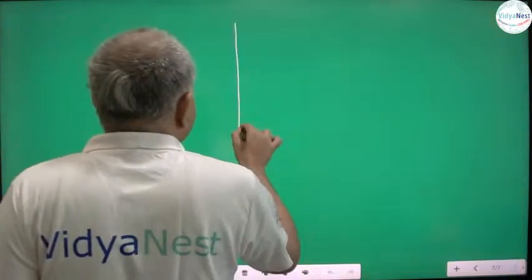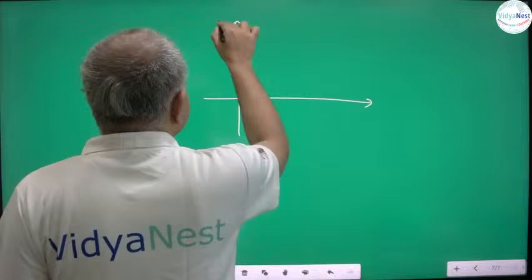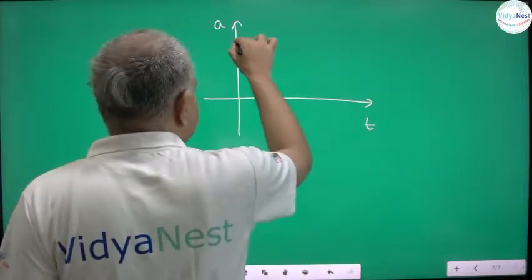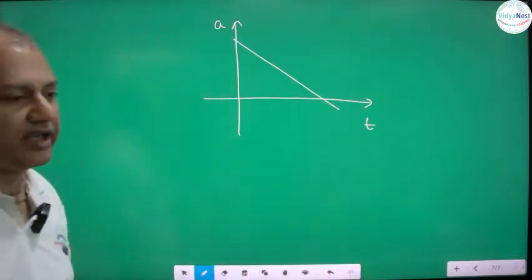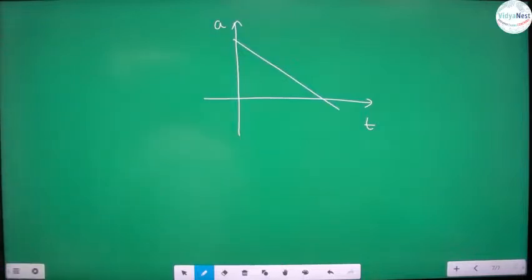So you can see, this is the acceleration, this is the time, this is an acceleration-time graph. Suppose a particle is moving in a straight line, and I'm going to observe that the particle has this kind of relation existing.